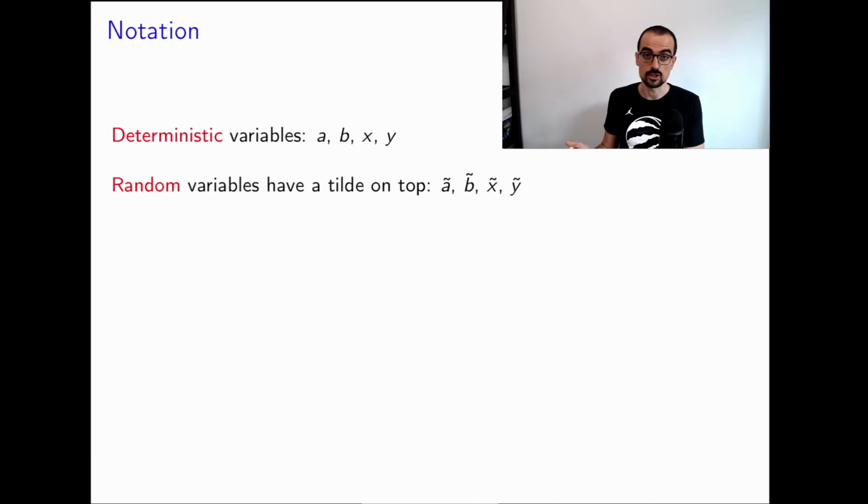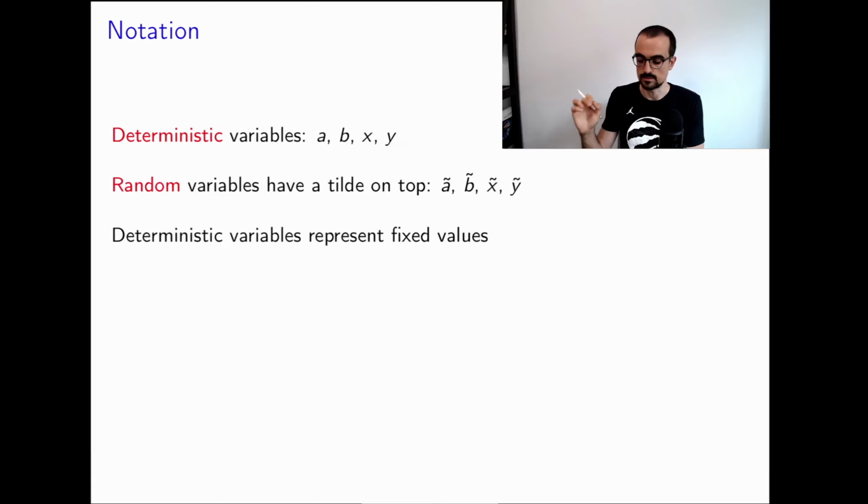Here, I want to explain the notation. In general, in this course, we're going to refer to deterministic variables like a, b, x, y, etc. without a tilde on top. These are values that are not random, they're not uncertain. We might not know their value, we might just want to represent it with a variable, but it's a fixed value. You can essentially replace them with a number. Instead of b, we could have written 5, same thing.